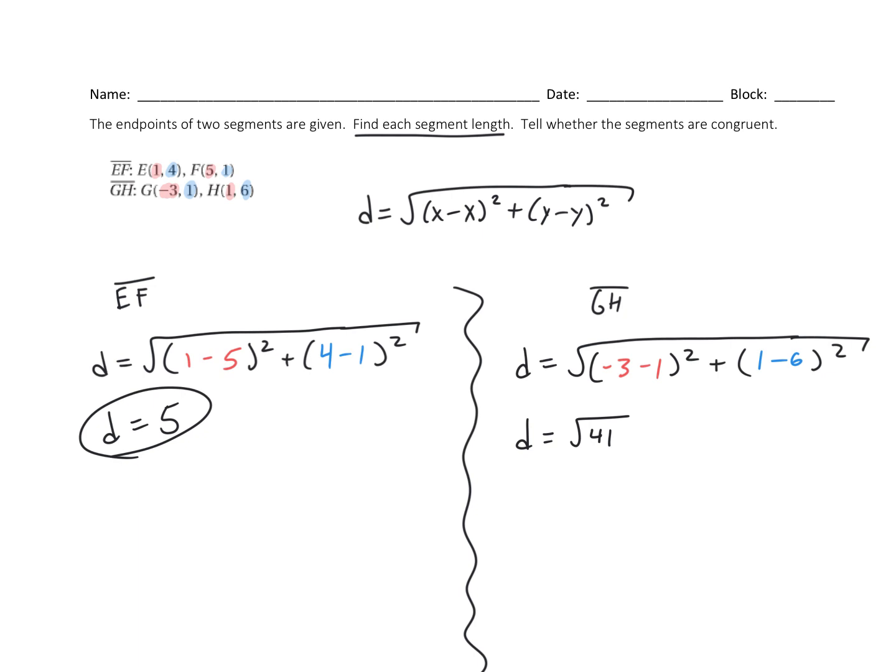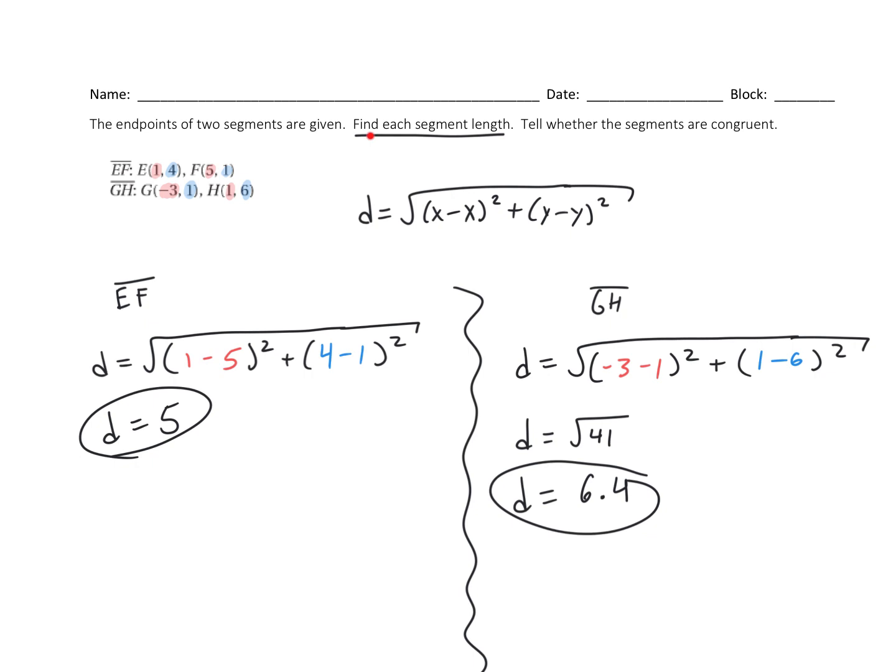Now, square root of 41, I don't really know what that number is. So what you can do on the TI-30, if you're looking at the enter button, the white enter button, if you go right above it, it has those 2 arrows. If you hit those 2 arrows, it'll give you the decimal. And that's usually what we want. A decimal is easier to compare and contrast numbers, right? So square root of 41 is 6.4. And that is the length of GH, 6.4.